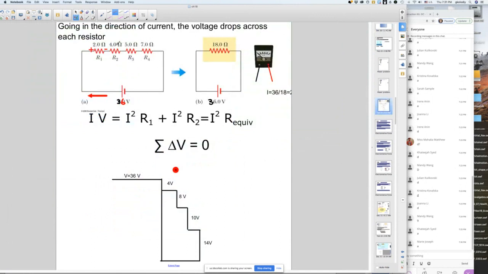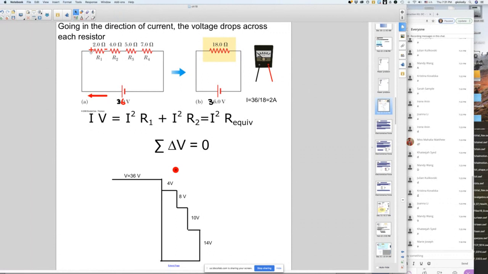And again, if you have a bunch of resistors here, you can do the same thing. You add up all the resistances, they add up to 18 ohms. So you can replace all of these with this one resistor. If this is 36 volts, then the current is going to be 36 divided by 18, 2 amps.